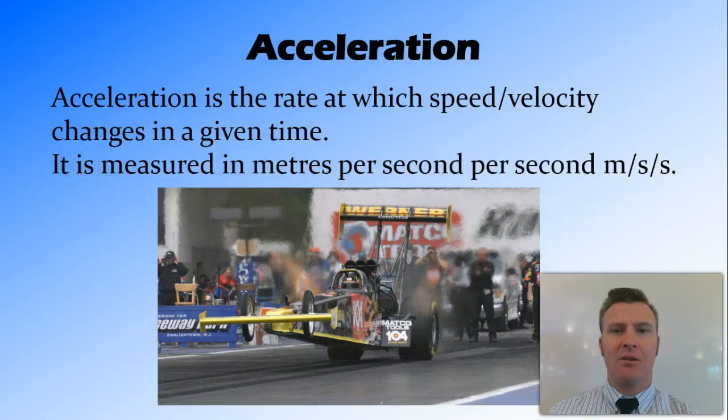So firstly, acceleration is the rate at which speed or velocity changes in a given time. Now, acceleration can be used interchangeably with speed and velocity, and it is measured in the units of meters per second per second. So when we write that, it's m/s/s. So meters per second, because it's the rate at which speed or velocity, which is measured in meters per second, changes in time. So you add an extra per second on the end.